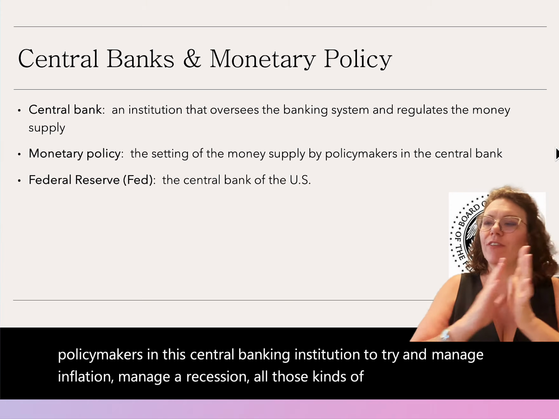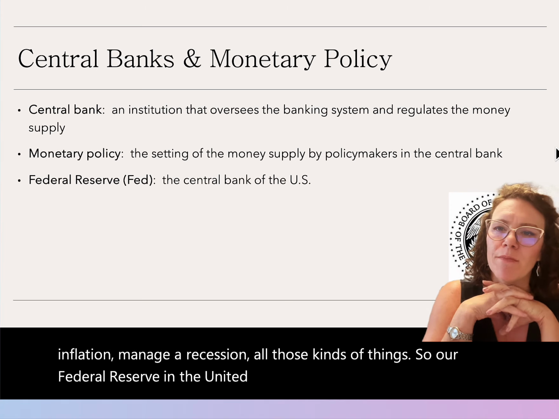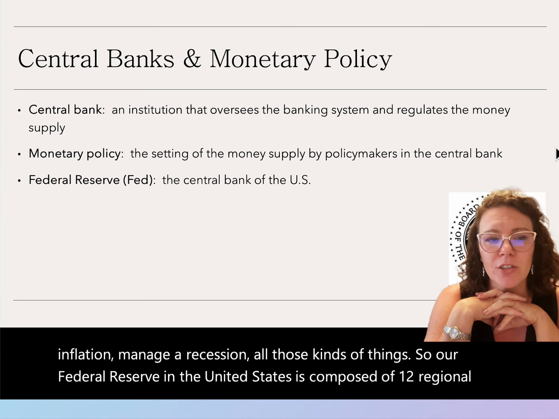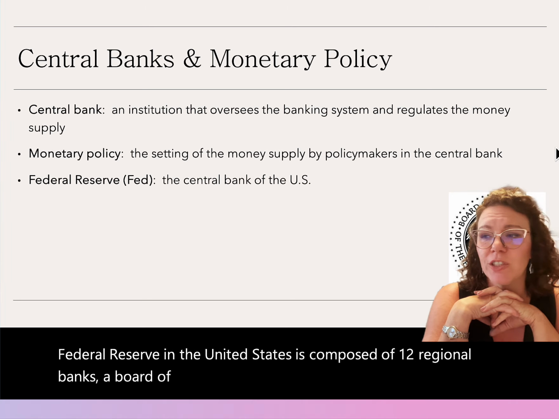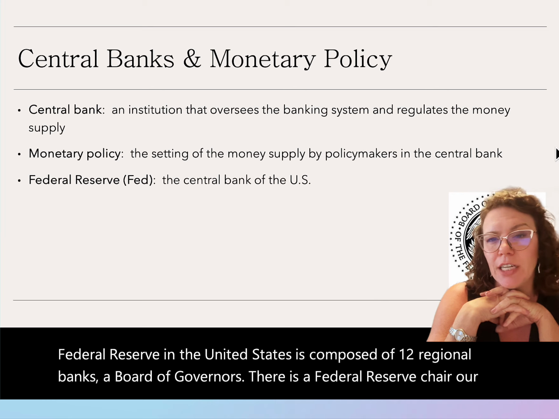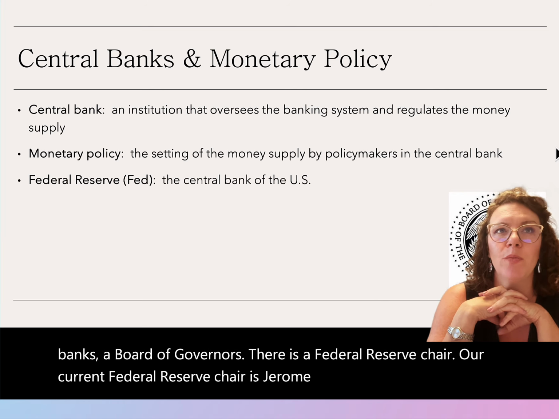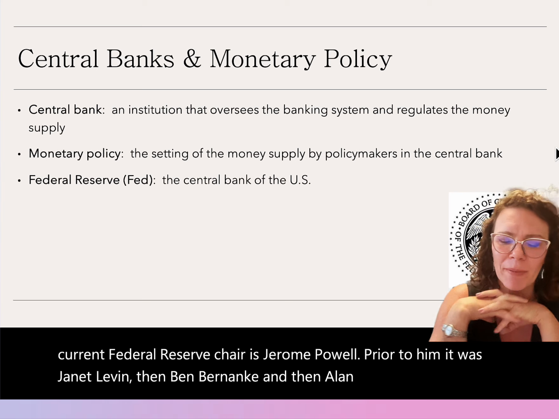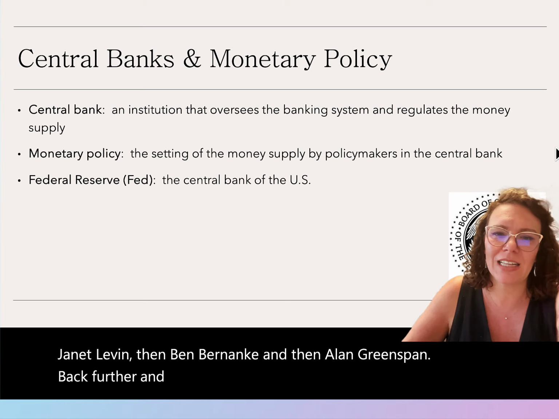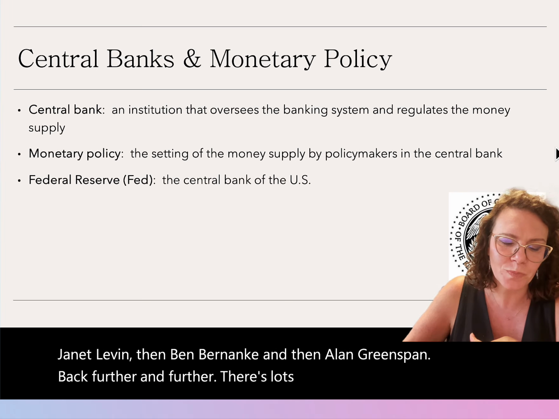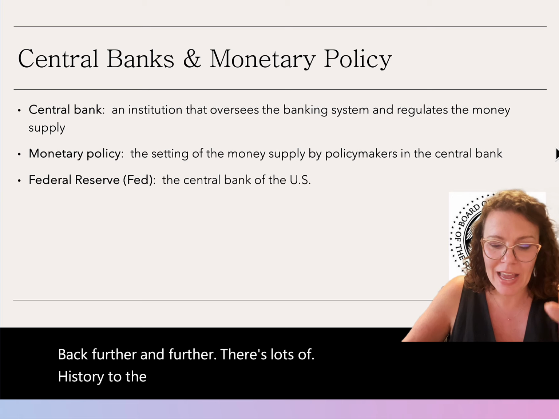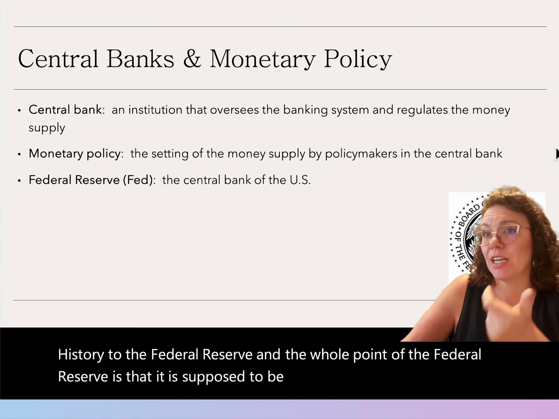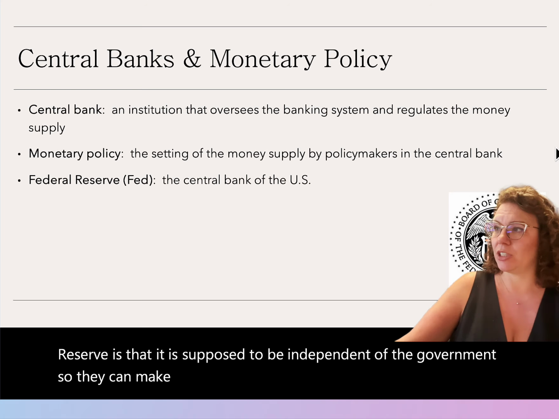So our Federal Reserve in the United States is composed of 12 regional banks and a board of governors. There's a Federal Reserve chair. Our current Federal Reserve chair is Jerome Powell. Prior to him, it was Janet Yellen, then Ben Bernanke, and then Alan Greenspan, going back further and further. There's lots of history to the Federal Reserve, and the whole point of the Federal Reserve is that it is supposed to be independent of the government so that they can make their own decisions.